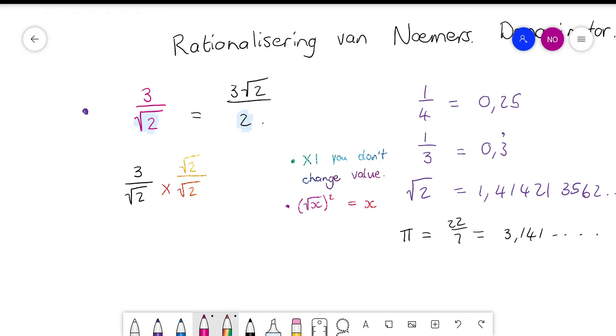If I multiply it with square root of 2 over square root of 2, I'm still just multiplying it by 1. It's just a weird way to write the 1.